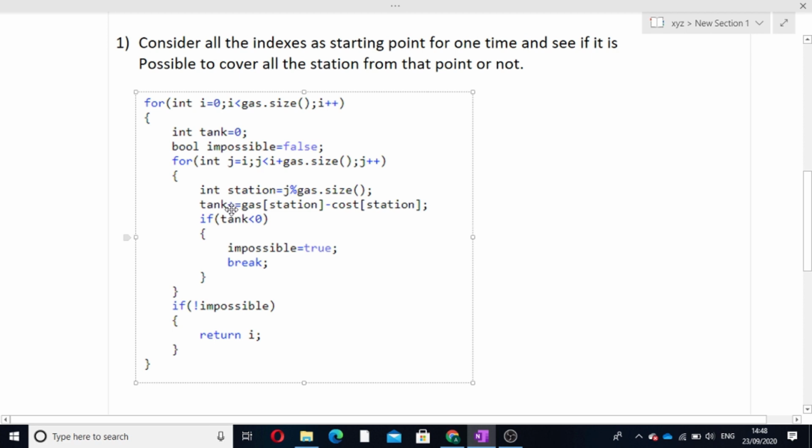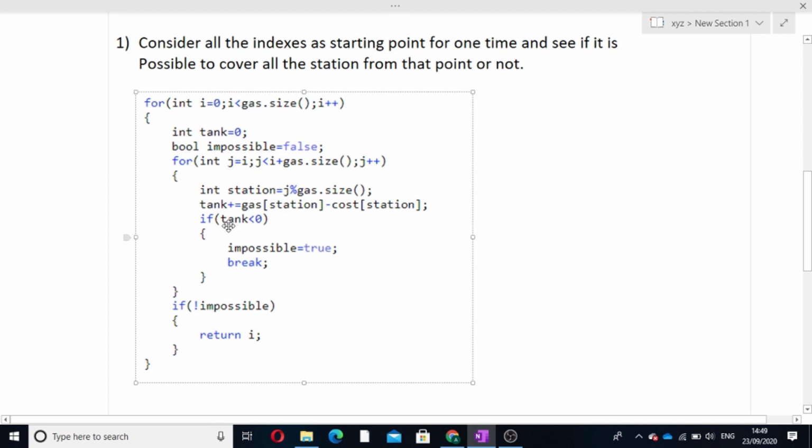We will update our tank's value, that is the amount of fuel which we have inserted in the tank at that station, minus the cost which we are required to move to the next station. So our tank will be updated.